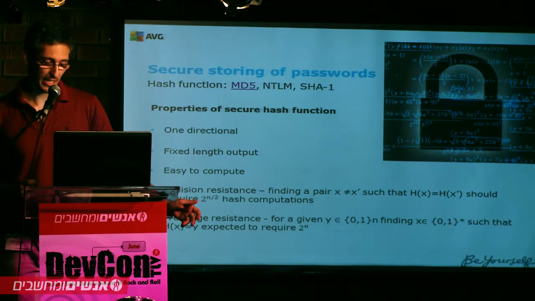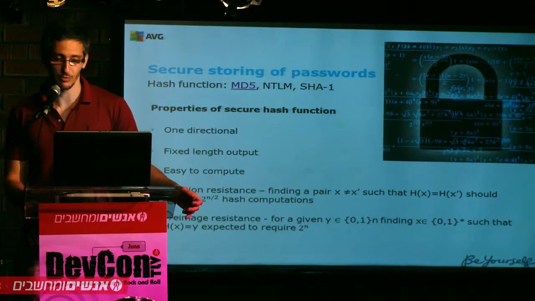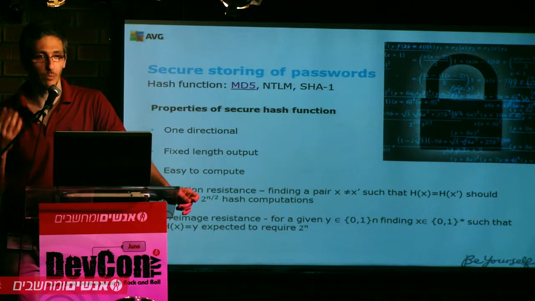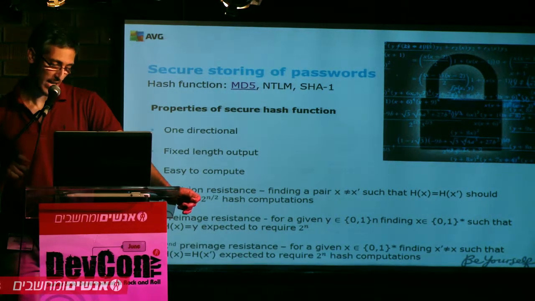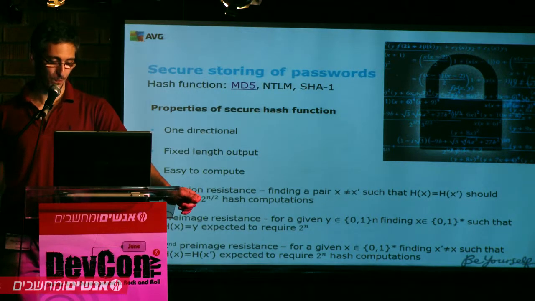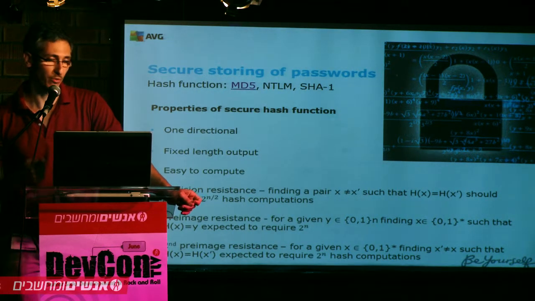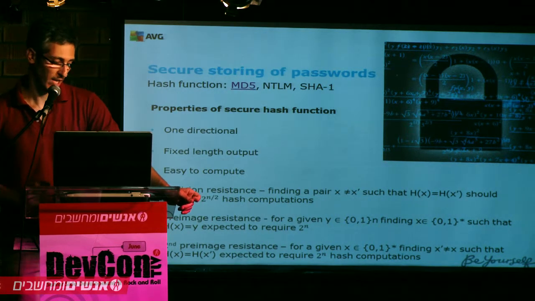Pre-image resistance means that for a given hash it will be hard to find an input which will result in the same hash. And the other way around, for a given value it would be hard to find another value which will be hashed into the same hash value.